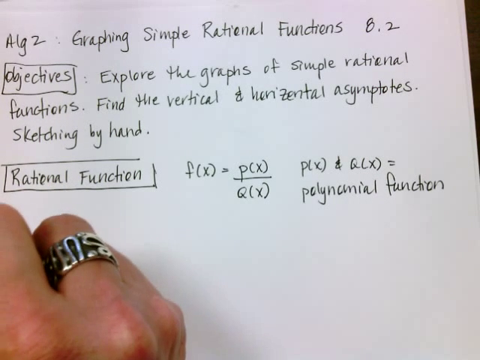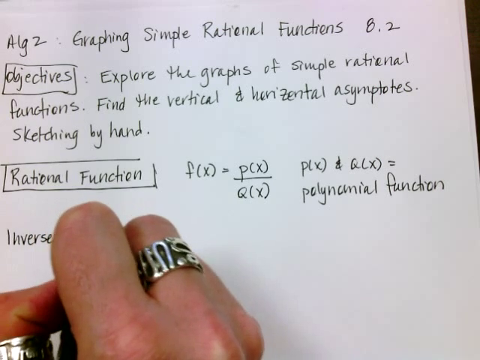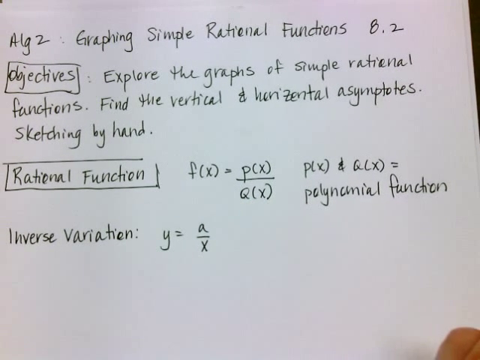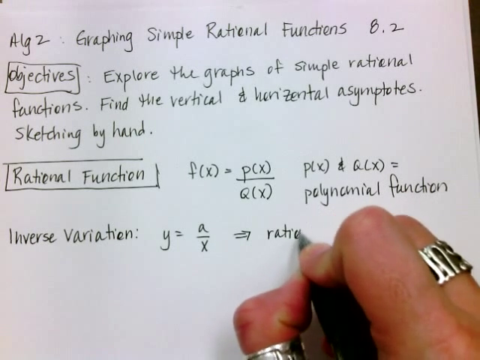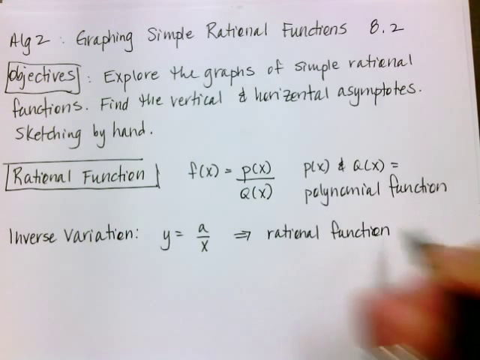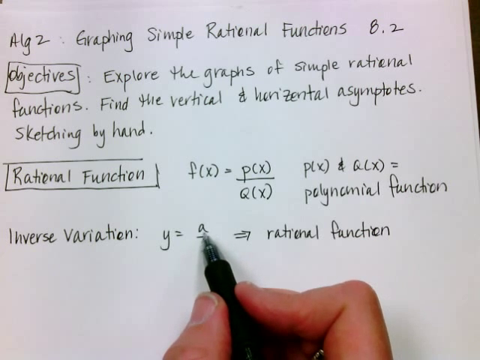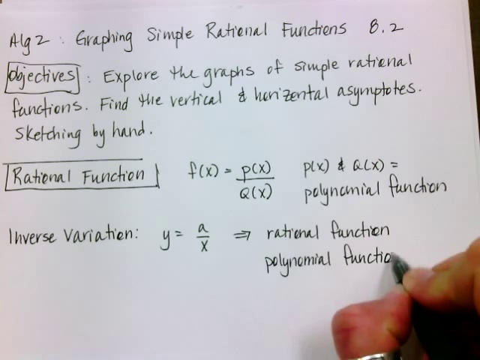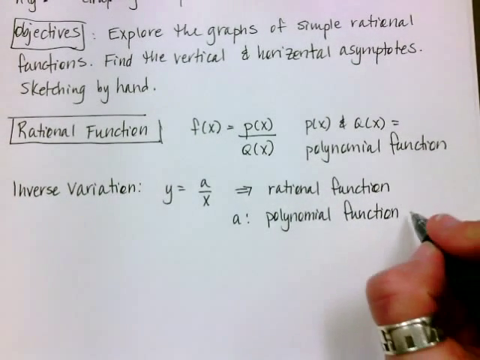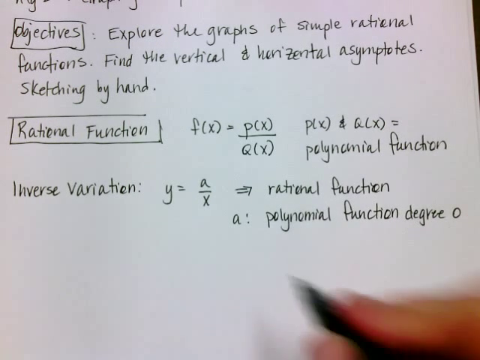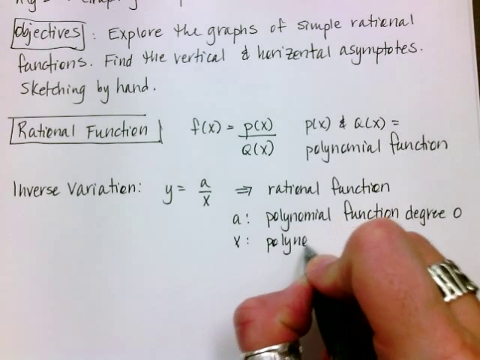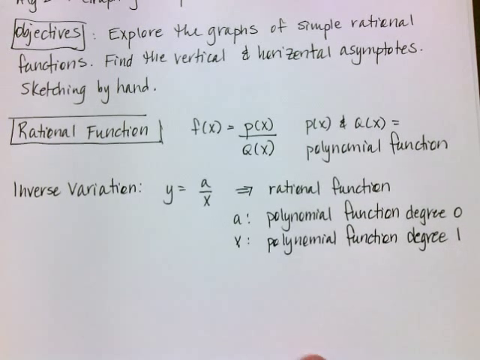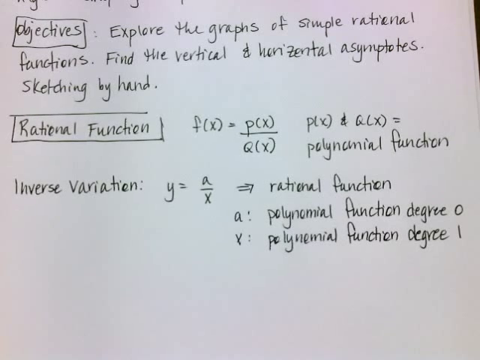If we talk for a moment about our inverse variation equation, that one was y is equal to a over x, and that's what we've just done for the last day. This is actually a rational function. Remember the numerator is my constant of variation, and so it's a number, so technically it's still a polynomial function. It is a polynomial function with a degree of 0, and then the x is another polynomial function, and it has a degree of 1. So even though it doesn't really have a function in the top, it is a polynomial function.